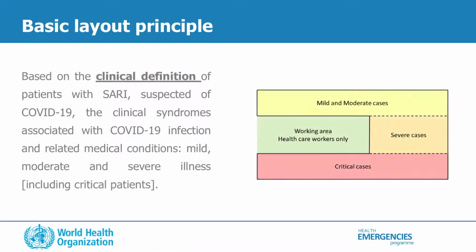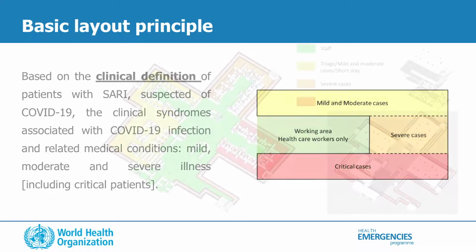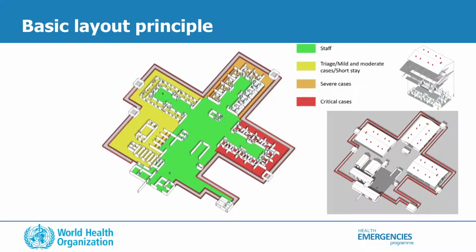Here is the diagram with an overview layout based on clinical definitions associated with COVID-19. The clinical syndromes would help determine whether a patient suspected of COVID-19 is considered mild, moderate, or severe. That includes some critical patients too. In this diagram, the different colors represent different zones of the SARI treatment center with specific functions in each zone.